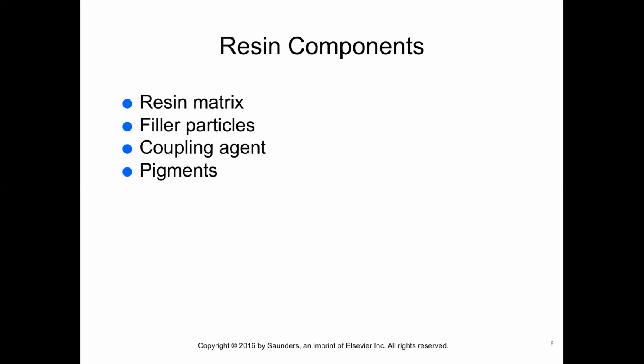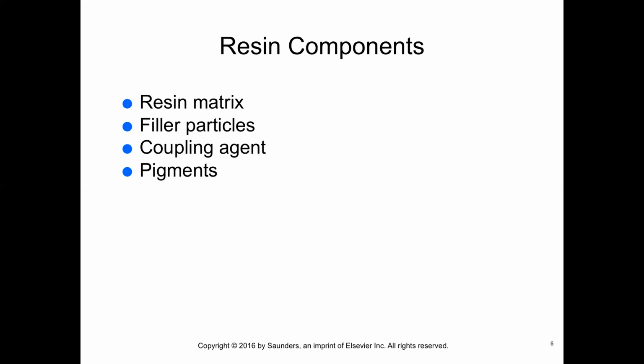One important factor to keep in mind when choosing a composite resin is the size of the filler particles. The smaller the particles, the smoother the surface of the composite after finishing and polishing, and the longer it will be able to retain its luster.